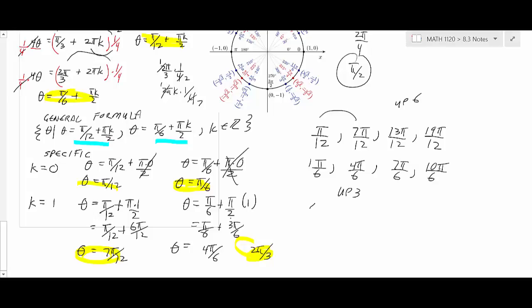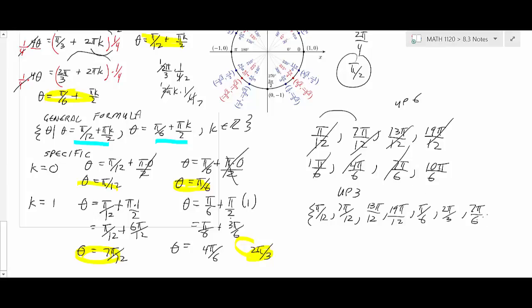So the best way to write the final answer, and it doesn't matter what order, is you just have pi over 12, that's reduced, 7 pi over 12, 13 pi over 12, 19 pi over 12, and then write the rest of them out. Pi over 6, that's reduced. 4 pi over 6 reduces to 2 pi over 3. 7 pi over 6 is already reduced. And then finally, 10 pi over 6 reduces to 5 pi over 3. And that's the answer. Isn't that a lovely problem?